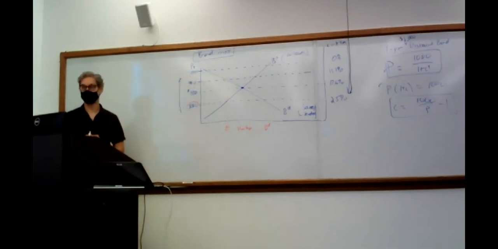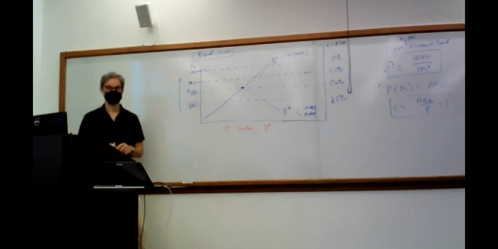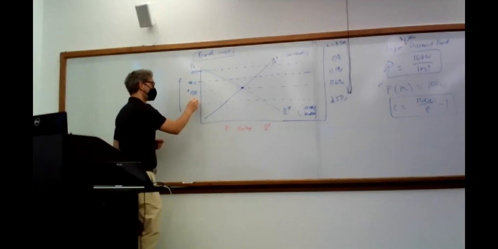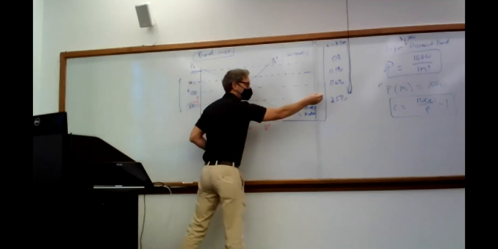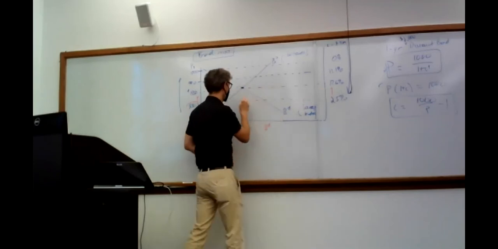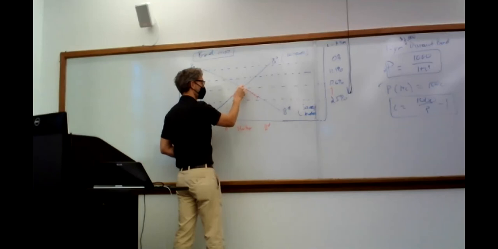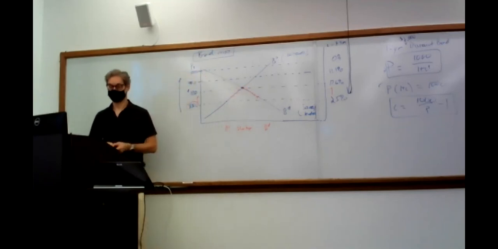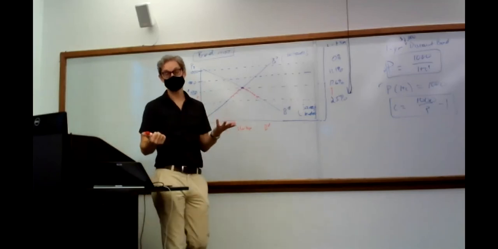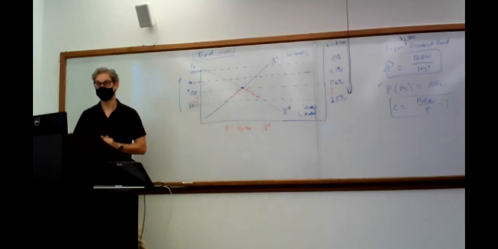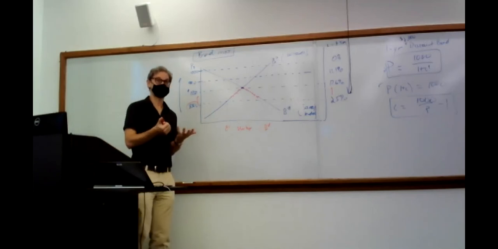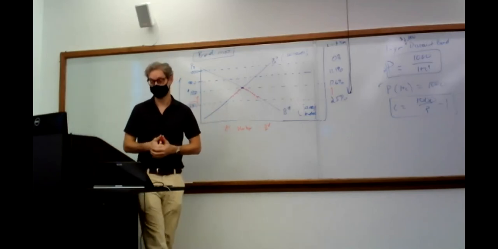What's going to happen over time? What should happen in the bond market? The price should go up, the interest rate should go down, and we should move in this direction back toward equilibrium. How quickly will this process take place? Well, it depends how competitive the market is, right? It depends how many buyers and sellers are out there moving prices.